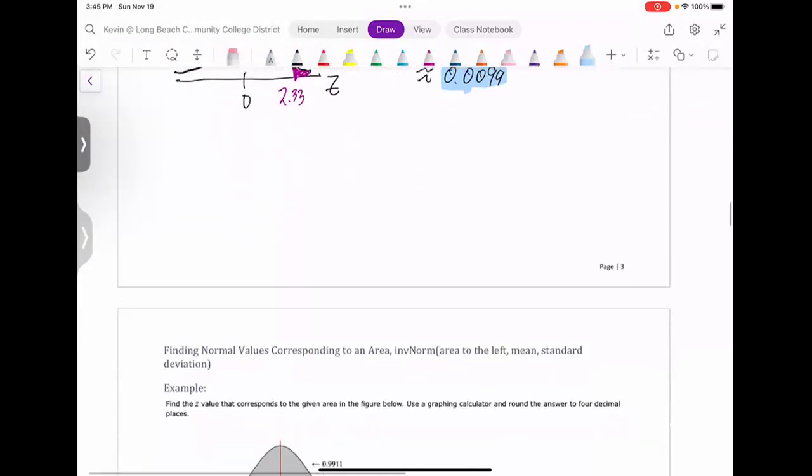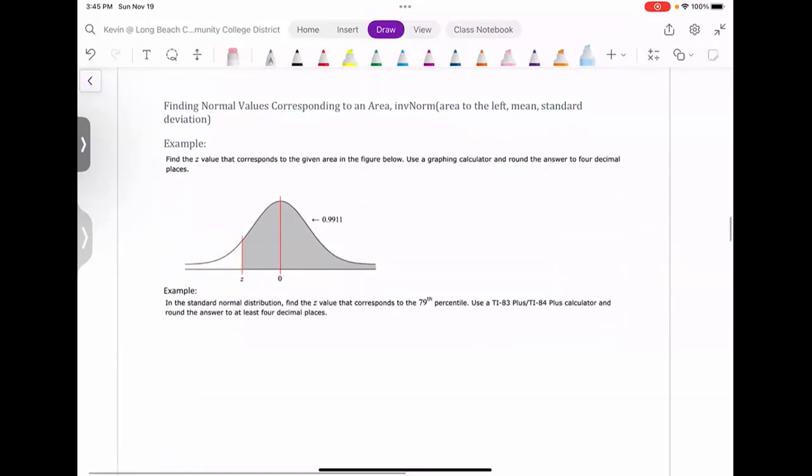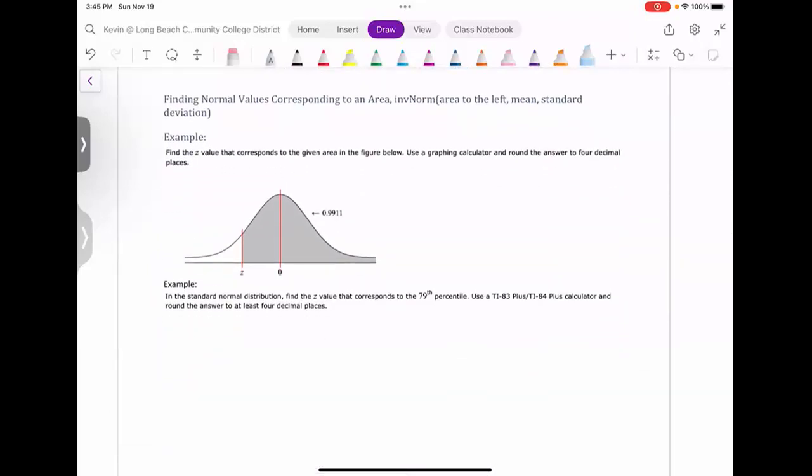All right. Now we're going to go the other way. We're going to be using this time inverse norm, and it's only going to be the area to the left. So if it's area to the right, we're going to have to trick it a little bit.